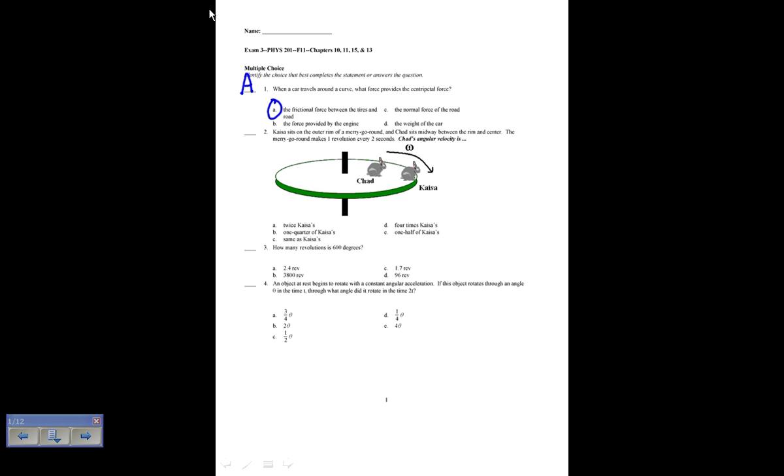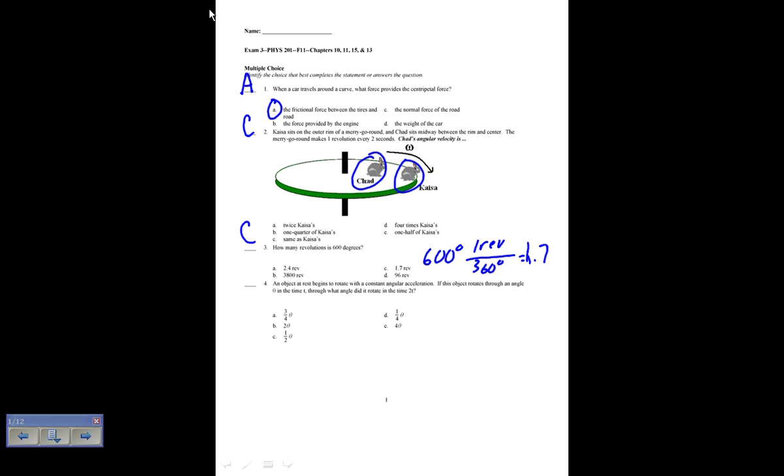Liza sits on the outer rim, Chad sits midway. It makes 1 revolution every 2 seconds. The angular velocity here is the same as it is here, so his is the same. That's C. How many revolutions in 600 degrees? Well, you just say 600 degrees times 1 revolution over 360, and that's equal to 1.7. So that's C.